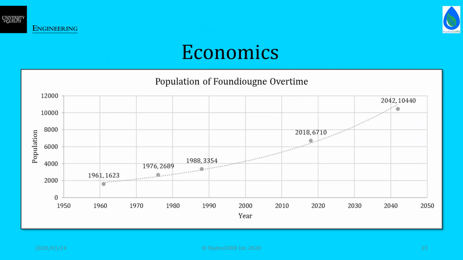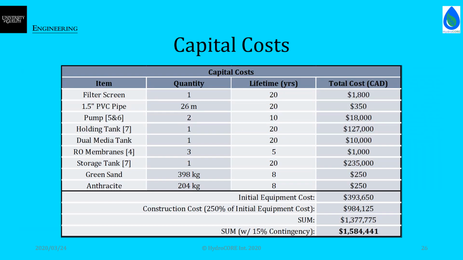The design solution is intended to service the growing population of Foundiougne for the duration of its anticipated 20-year lifespan. As such, it was necessary to design a treatment process that could provide potable water to the extrapolated population. This is the expected capital expenditure for the project. It is anticipated that construction costs will be approximately 250% of the initial equipment cost.